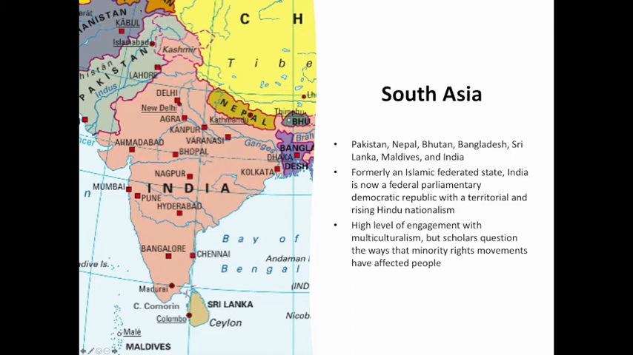It was formerly an Islamic federated state, but is now a federal parliamentary democratic republic. At the same time, it has a rising territorial Hindu nationalism. So it had its origins, you could say early modern origins, as an Islamic federated state, but it's not a federated state in the same sense anymore. It is now a democratic republic, even though it has this Hindu nationalism.